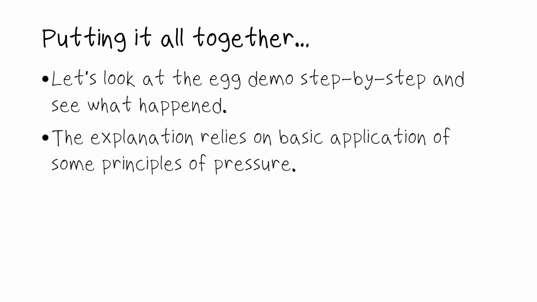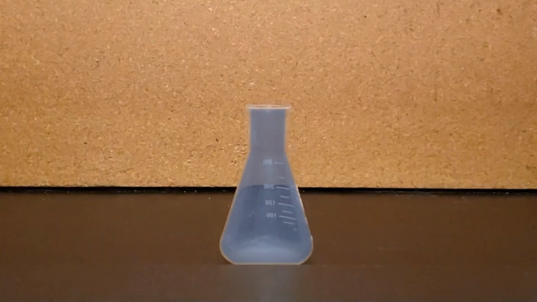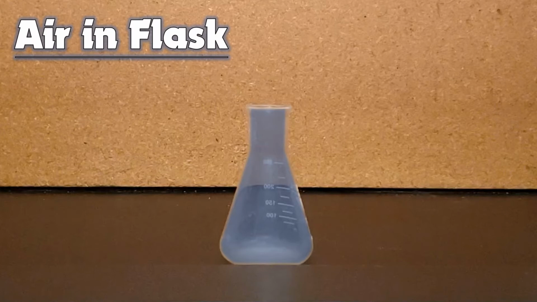All right, that was a lot of different important phenomena wrapped up in a pretty tight package there. Let's try to apply some of that in the context of the egg demonstration. We'll go step by step, see what happened. And it's impossible to explain what happened to the egg without relying on the principles of pressure. Okay, the scene is set. Here's the empty flask, and we're going to be talking about the air inside the flask. That's really going to be our focus point.